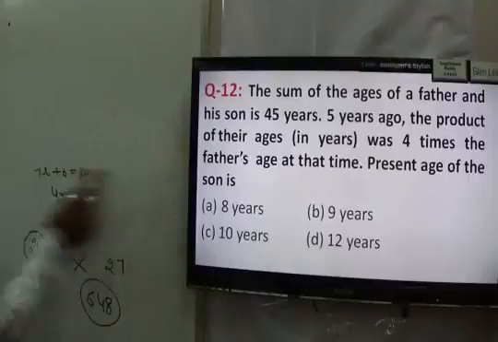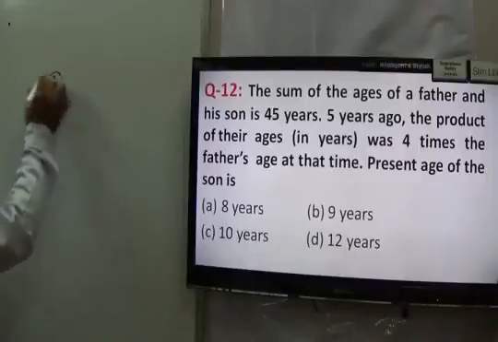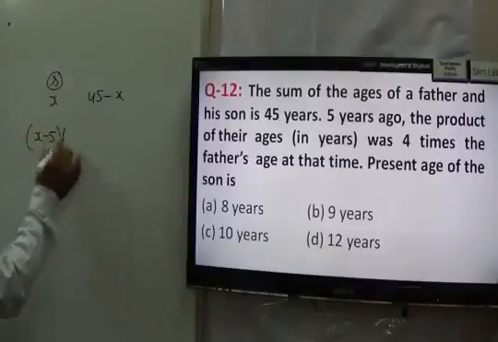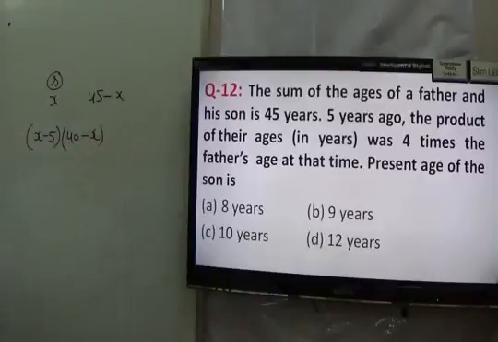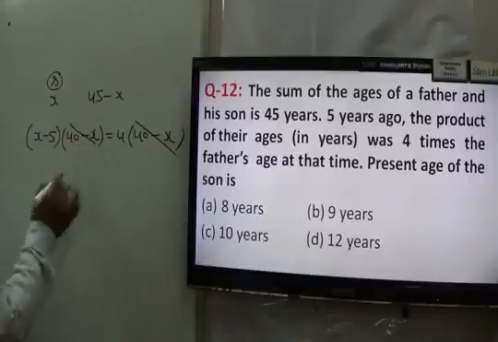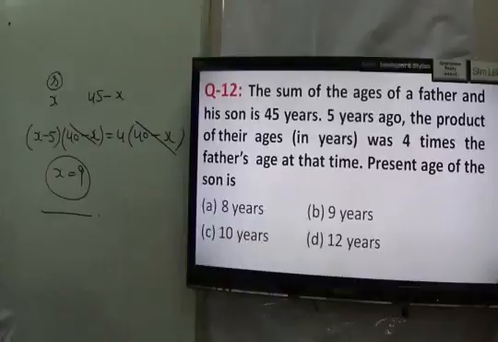Next you have statement number 12. What does it state? The sum of the ages of a father and a son is 45. 5 years ago the product of their ages was 4 times the age of the father. Earlier I also discussed a question of this type. Let us assume the age of the son is x, and the father is 45 minus x. 5 years ago it is x minus 5. Subtracting 5 here, that is 40 minus x. It is 4 times the age of the father, that is 40 minus x, right? That will be cancelled out. Here I can say x is equal to 9 years. So we can say the present age of the son is 9 years as per the information provided in the question.